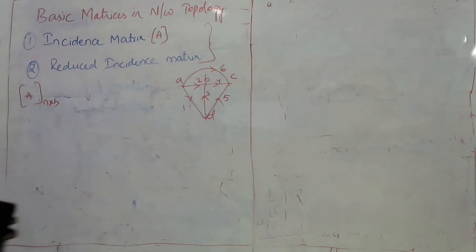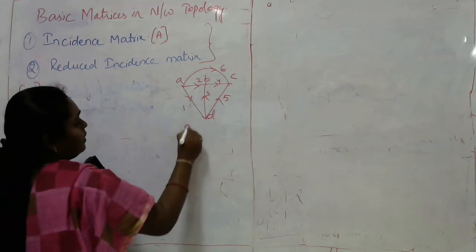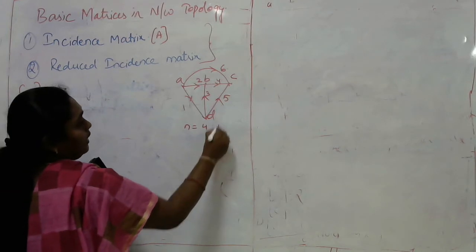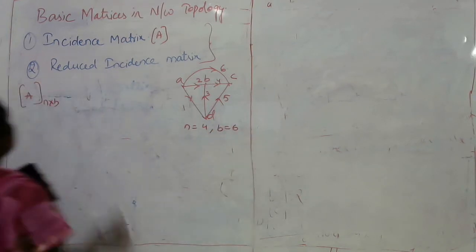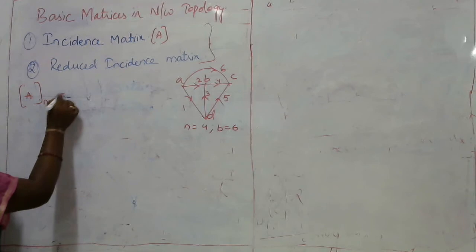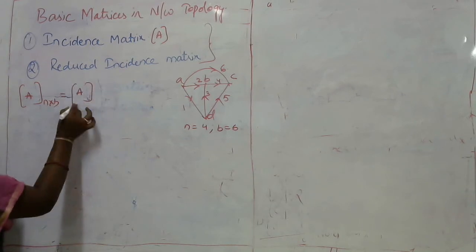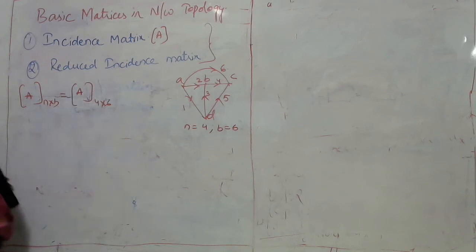Here this is a graph which consists of 4 nodes A, B, C and D and 6 branches 1, 2, 3, 4, 5 and 6. So the number of nodes is 4 and the branches are 6. So the size of the incidence matrix A should be 4 cross 6. That is, it should have 4 rows followed by 6 columns.